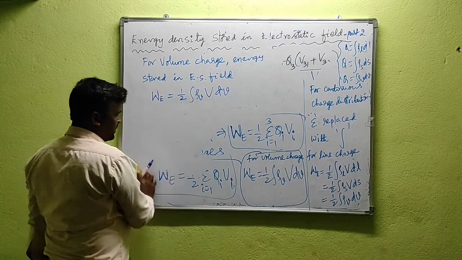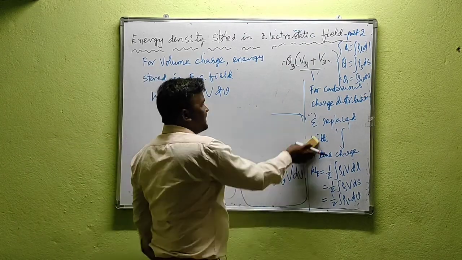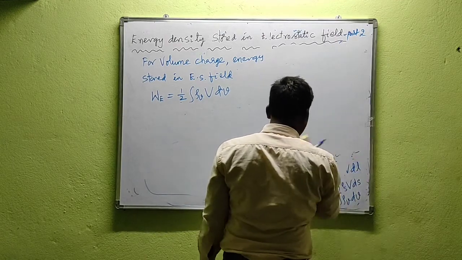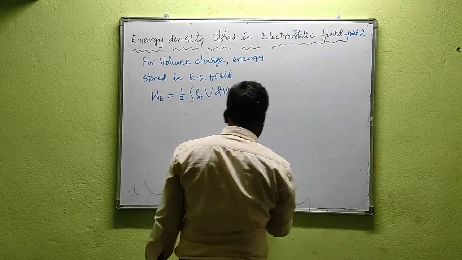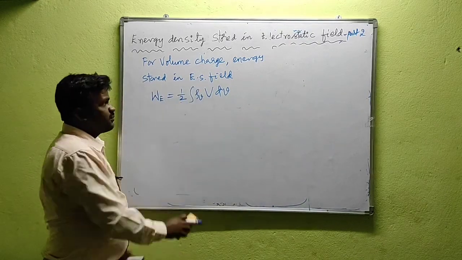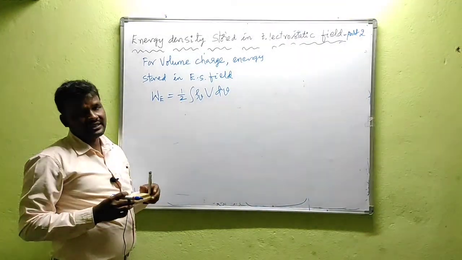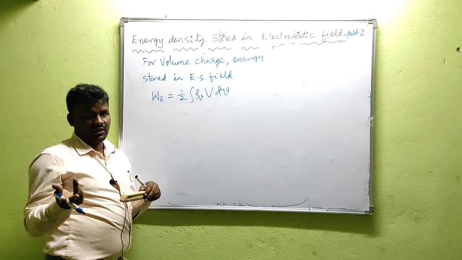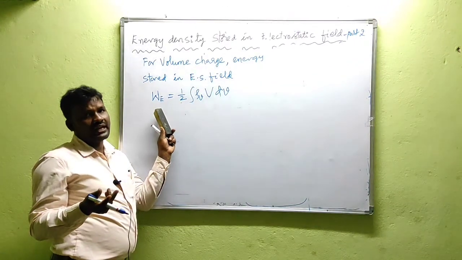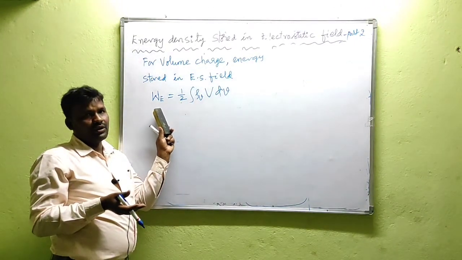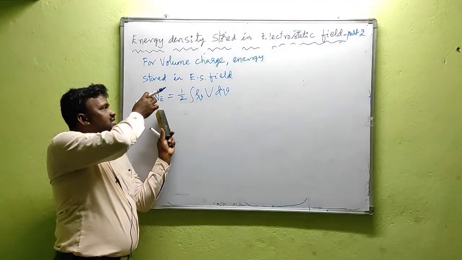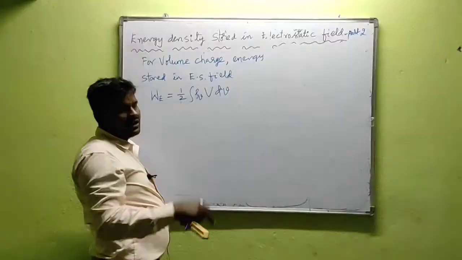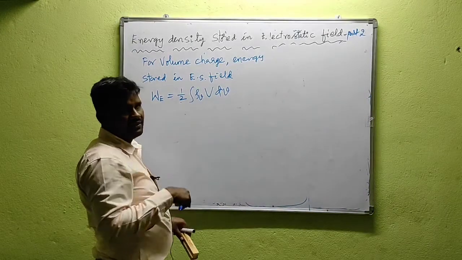Now let us simplify this in order to get the energy density stored in electrostatic field. Once again I am repeating, energy density is defined as energy per unit volume. It is the part 2 video; in part 1 we discussed the energy density. Here we have only the energy stored in electrostatic field, but we require energy per unit volume, that is dW_E by dV. Let us first find this W_E, then go for dW_E by dV.